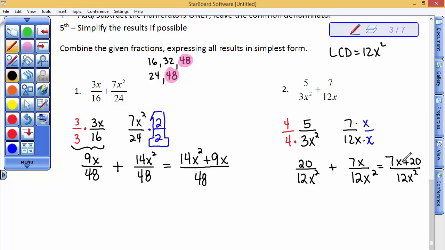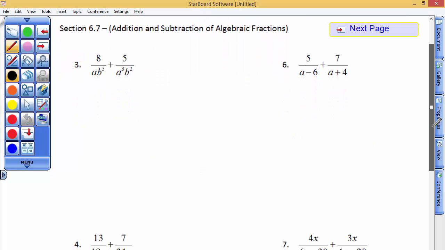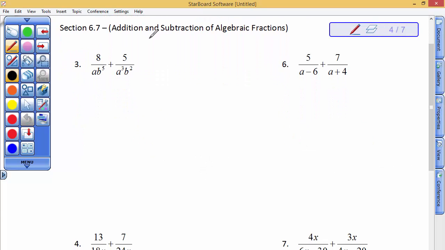Let's keep going with several more monomials. So let's go through 3 more problems or so. And we've worked at LCDs, so I'm going to work through this quickly. You may want to pause and do these on your own.